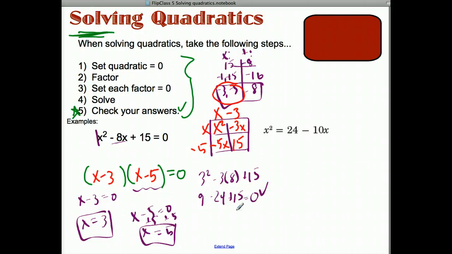That works. And then I plug in a 5. I get 5 squared plus 5 times 8 plus 15. And that gives me 25. Oh, that should be a minus, my bad. Should be a minus 8x, so it's minus 5 times 8. And then I get a minus 40 plus 15, and that does add up to 0, so that works too. Alright, so those are my two answers.